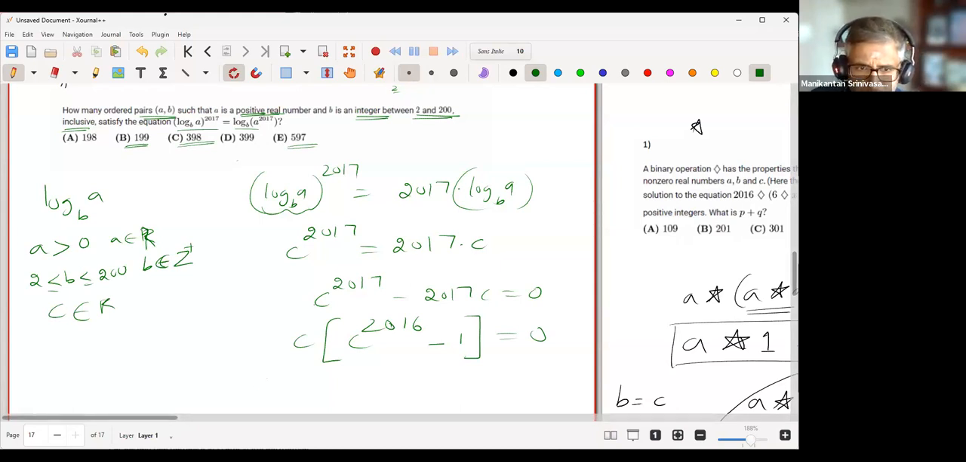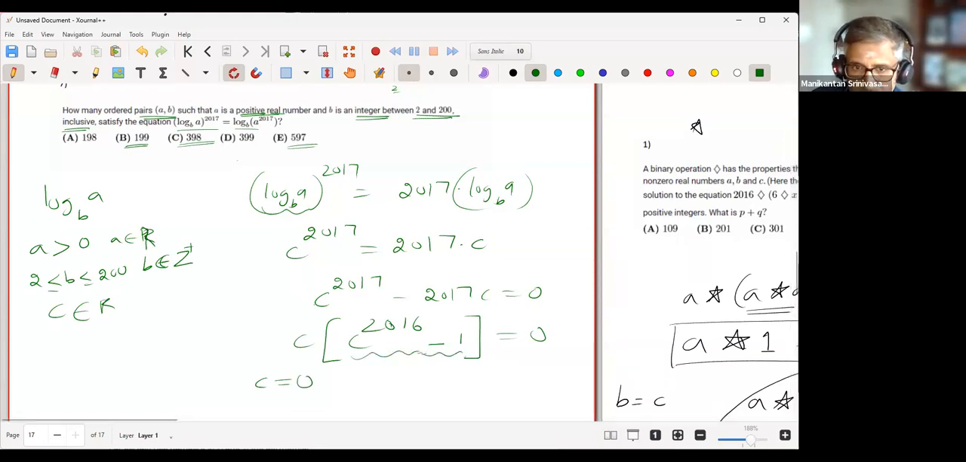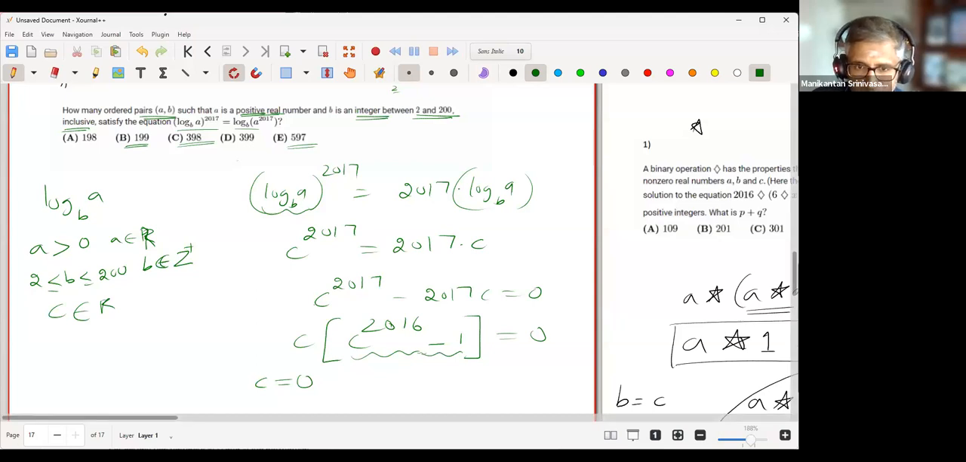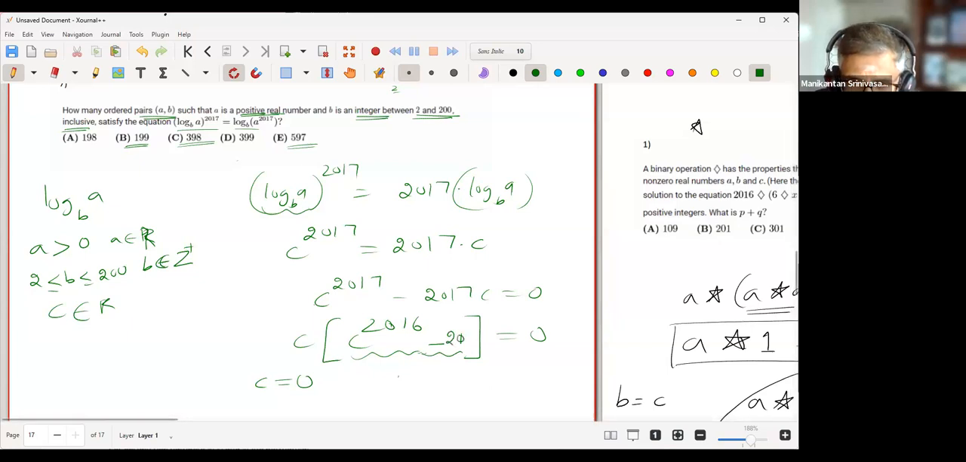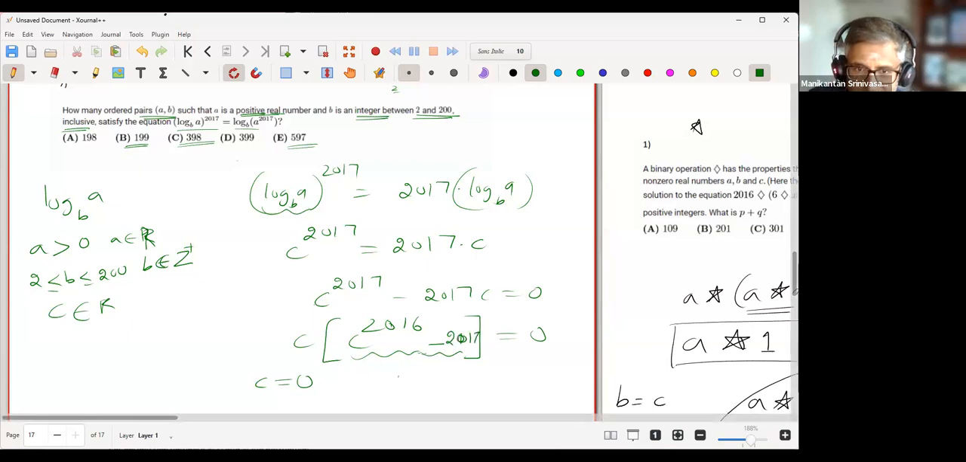So what are the solutions here? C equals 0 is one solution. And clearly in the complex plane, we'll have 2016 roots for this, but we are in the real numbers. Therefore, only 2 answers, right? So this is 2017. So there are only 2 answers.